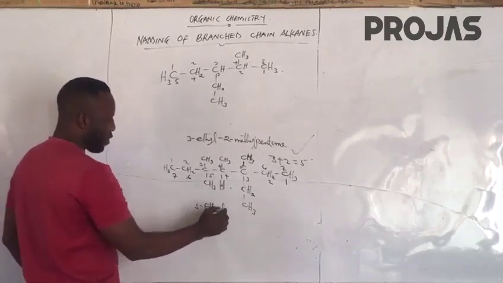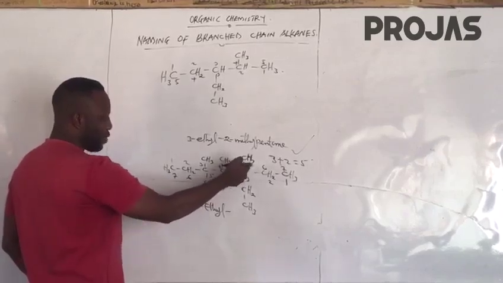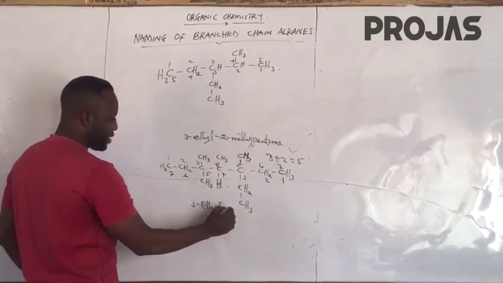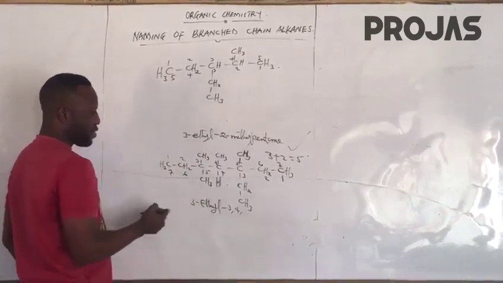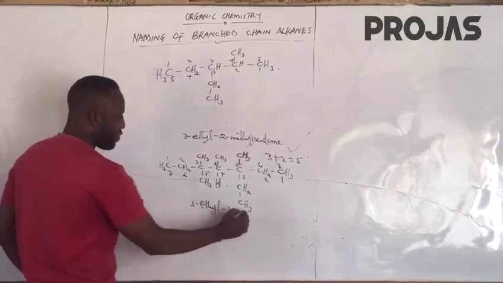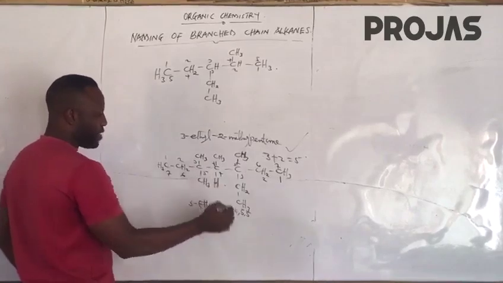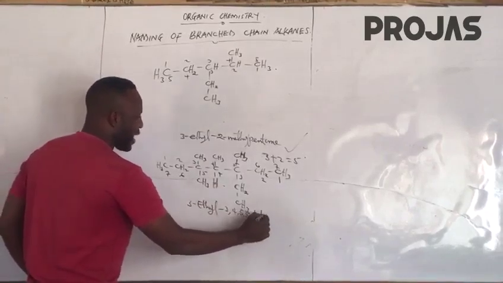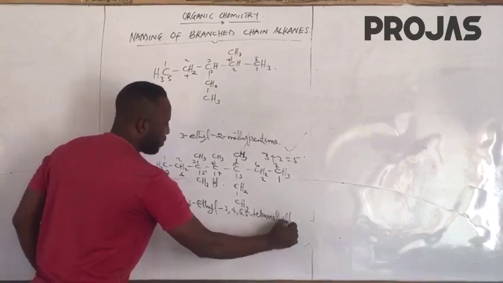On carbon 4, we use a hyphen to separate that. On carbon 3, we have methyl, that is 3. On carbon 4, we have another methyl, that is on 4. Then on 5, we have 5, 5. But since there are 4 methyl now, that will be what? Tetramethyl. Then heptane.